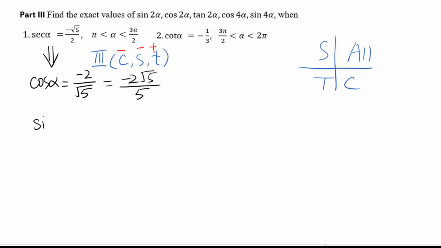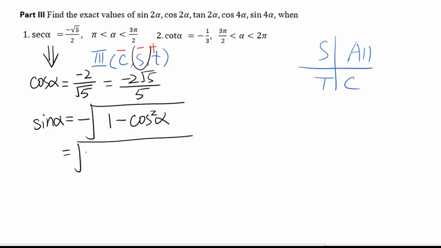Then we can get the sine alpha. Because sine is negative, that's why we will get the negative square root of 1 minus cosine square alpha. I plug in, you will get negative square root of 1 minus. I will plug in this one. So it's easier. You will get negative 2 over square root of 5, then square.